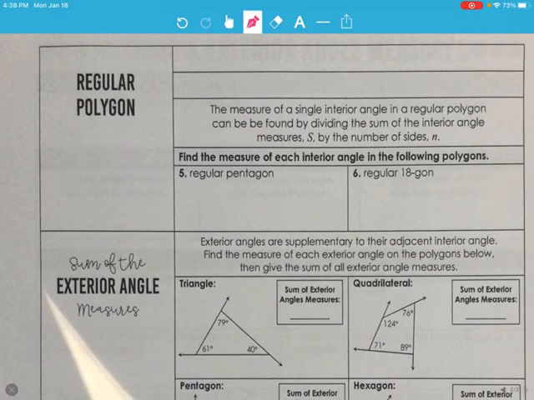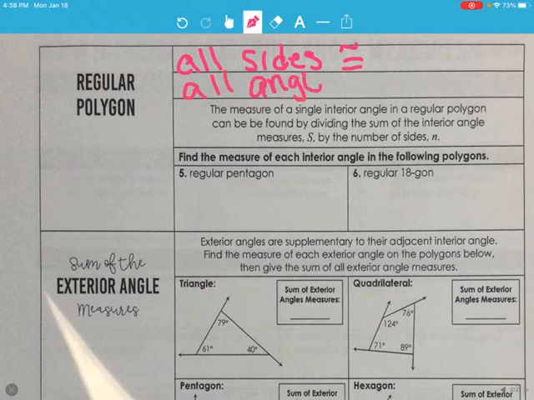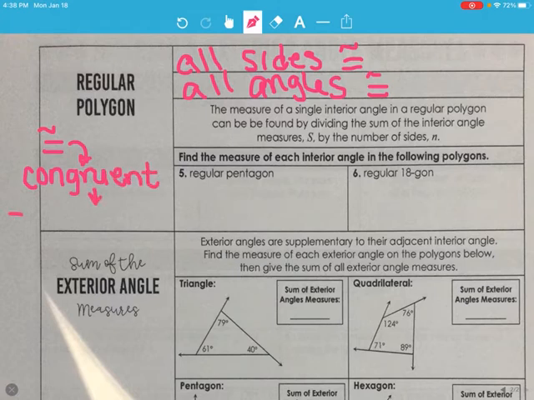I'm going to move on to what a regular polygon is. And when I say a regular polygon, I'm saying that all sides are congruent, and I'm going to use my symbol of congruent. And all angles are also congruent. Over here, in case we forget what this symbol means, I am going to put that it means the word congruent. And the word congruent means same measure.